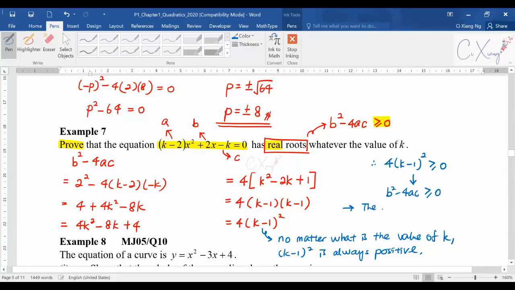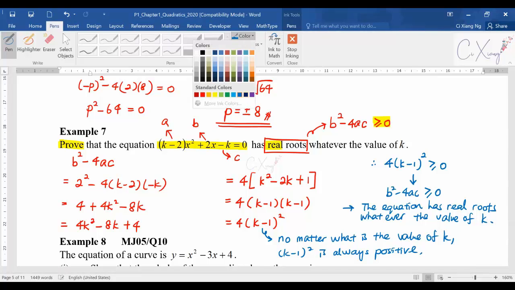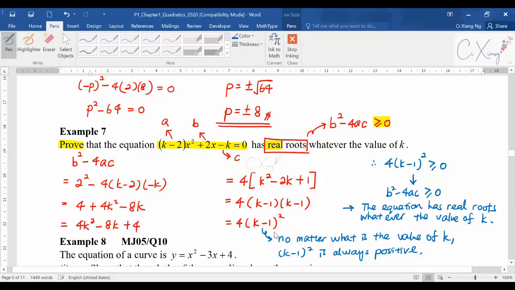The equation has real roots, whatever the value of k. This is quite different from the questions that you learned before. I don't think secondary school will cover this kind of question. They actually want the students to analyze a bit on their solution.